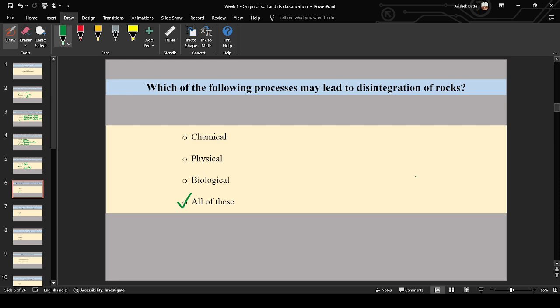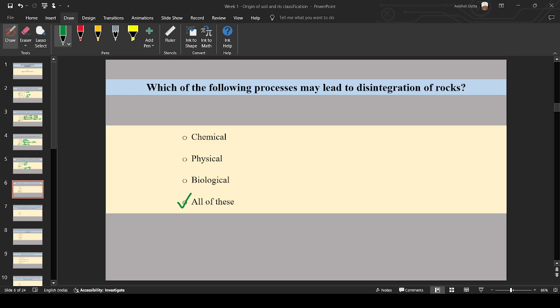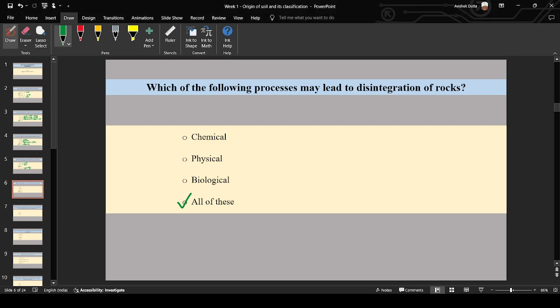So all these three processes, chemical, physical or biological, can take place together or one by one or two at a time, can take place to erode, weather the rock mass and bring about the formation of finer particles of soil. So all of these processes, chemical, physical and biological, may lead to the disintegration of rocks. I hope it is clear. The solution is clear. Go to the next one.